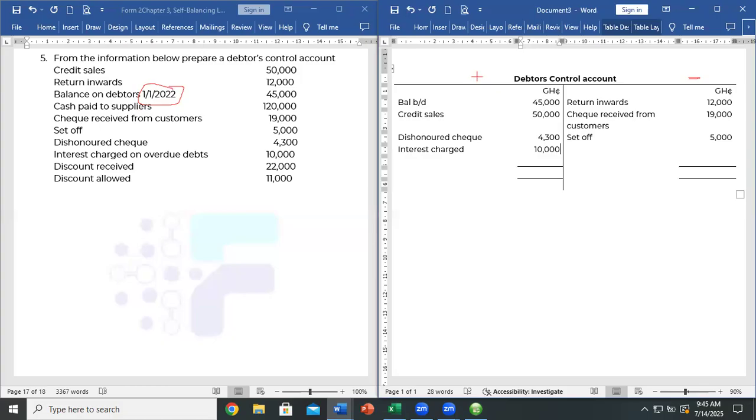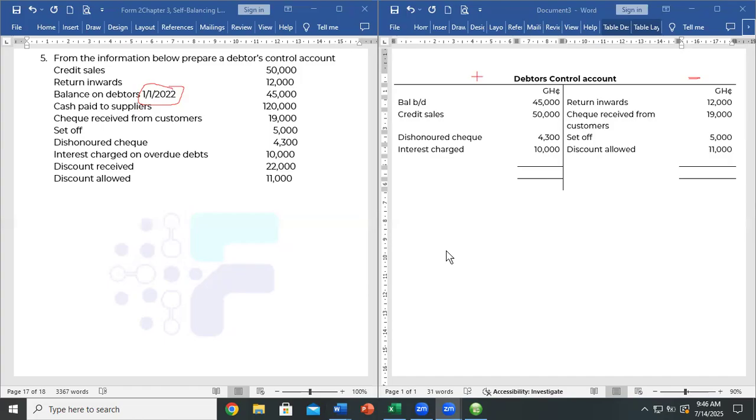You balance it and see how much you get as your closing balance. Okay. So professors, I beg you, for those who missed the lesson last time, please watch the video so that you can understand fully. Because you need to appreciate the items that affect debtors and items that affect creditors, so you can be able to sail through and not mix them up. Okay. So let's balance this account off.